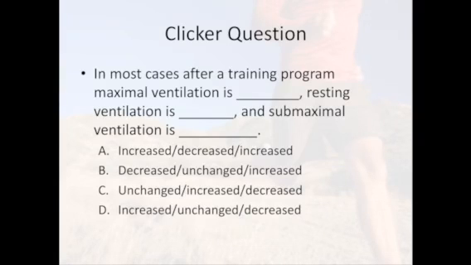Okay, so just kind of a little review of what we just talked about with ventilation. In most cases, after a training program, maximal ventilation has got to go up, right? Or else we couldn't increase VO2 max. Resting ventilation is not going to change much. And submaximal ventilation can go down, right? So increased, unchanged, decreased is D right there.